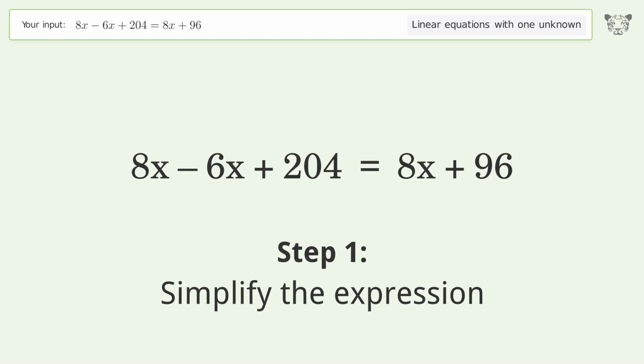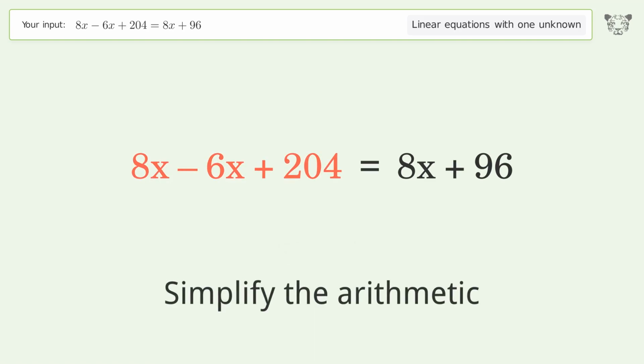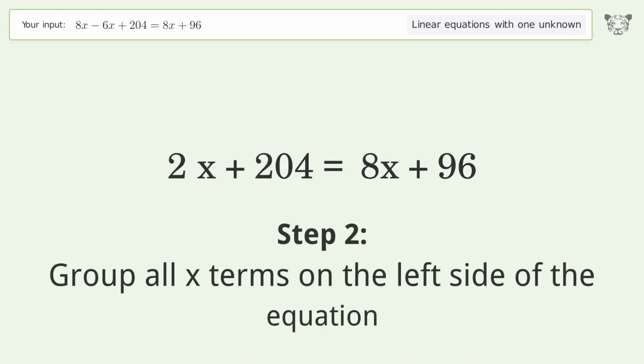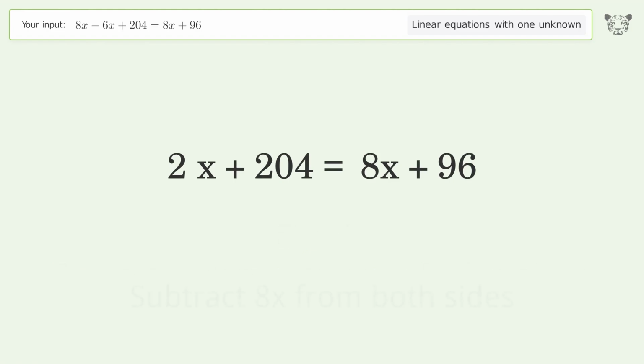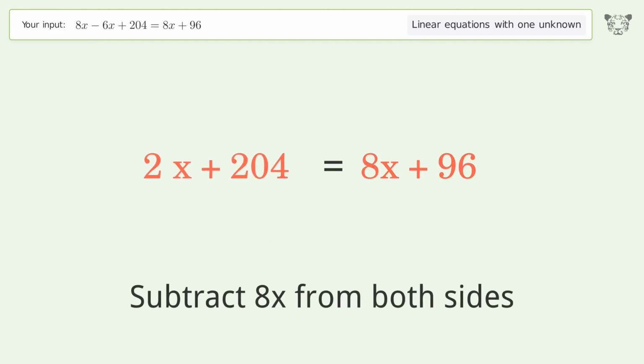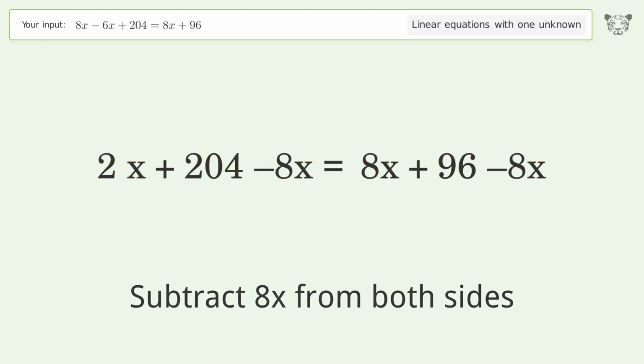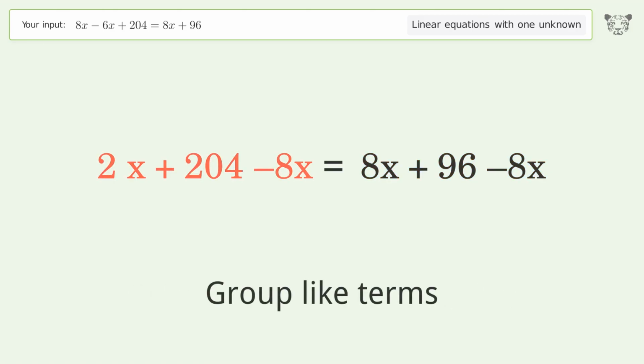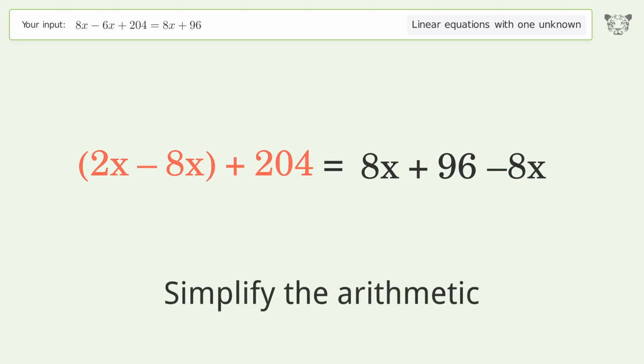Simplify the expression. Simplify the arithmetic. Group all x terms on the left side of the equation. Subtract 8x from both sides. Group like terms. Simplify the arithmetic.